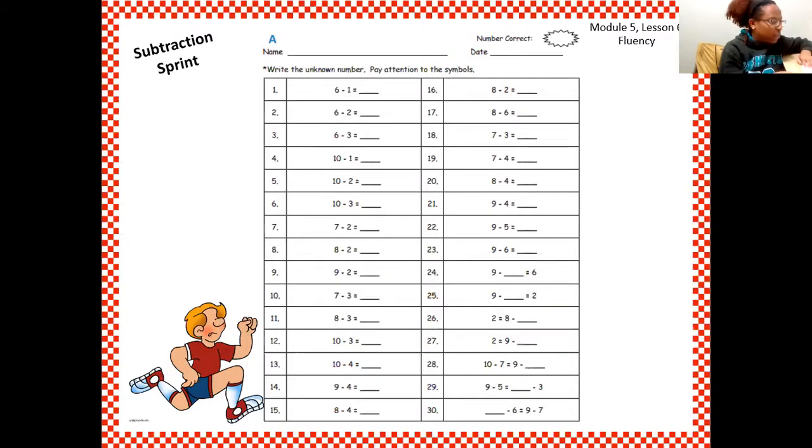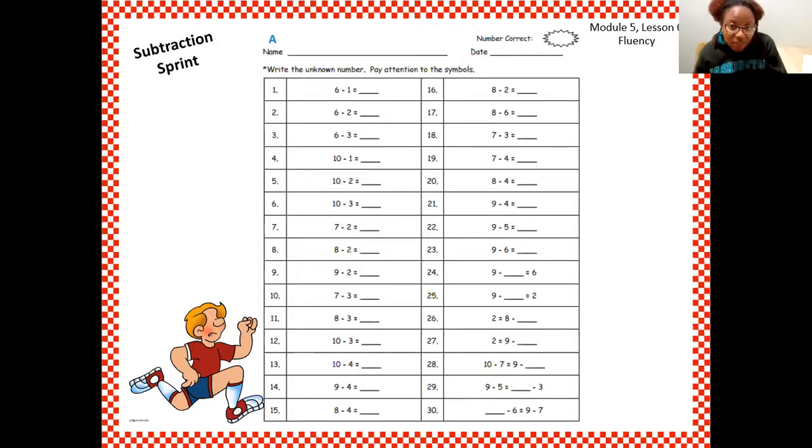All right, scholars. So number 1 is 5, 4, 3, 9, 8, 7, 5, 6, 7, 4, 5, 7, 6, 5, 4, 6, 2, 4, 3, 4, 5, 4, 3, 3, 7, 6, 7, 6, 7, and 8.